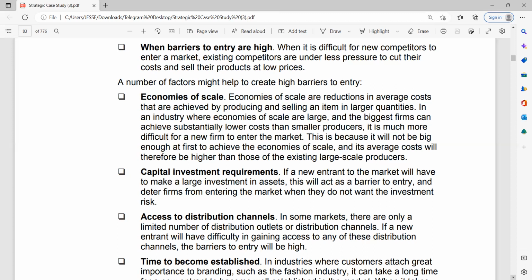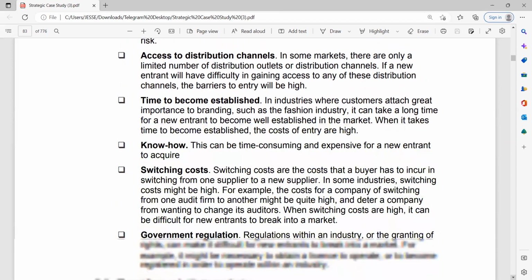If a new entrant will have difficulty gaining access to any of these distribution channels, the barrier to entry is high. In some industries, it's not easy for a small company or a new entrant to gain access to distribution channels. Some products by larger companies have already taken over the distribution channels. So if, as a smaller company, you are coming in and you don't have access to these channels, it becomes much more difficult to compete.